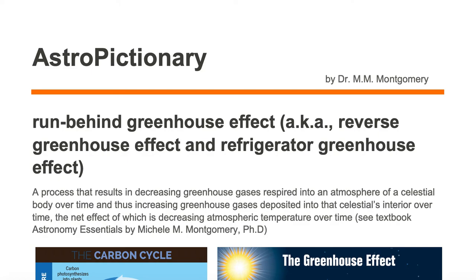A run-behind greenhouse effect, also known as a reverse greenhouse effect and a refrigerator greenhouse effect, is a process that results in decreasing greenhouse gases respired into an atmosphere of a celestial body over time, and thus increasing greenhouse gases deposited into that celestial's interior over time, the net effect of which is decreasing atmospheric temperature over time.